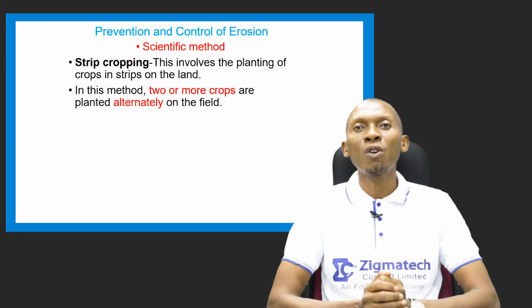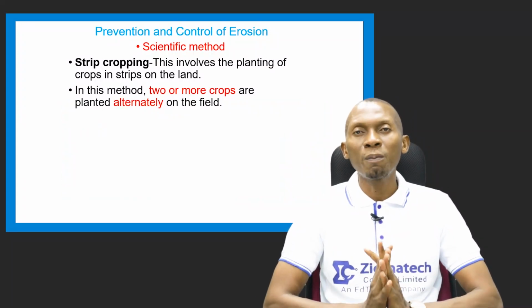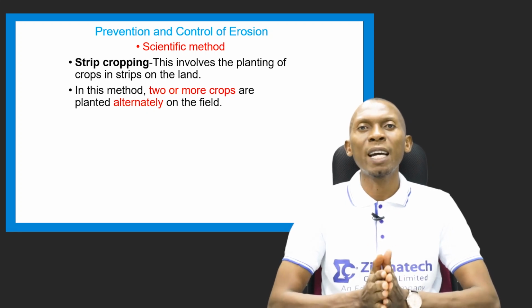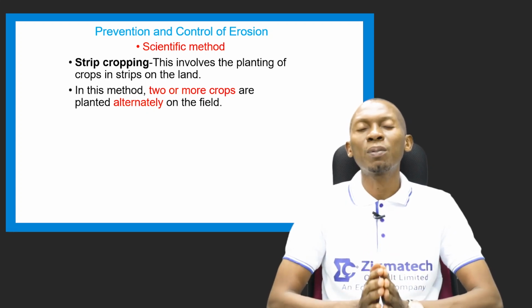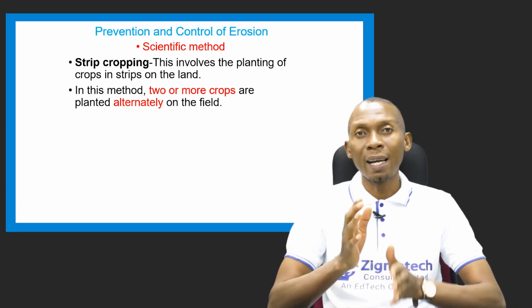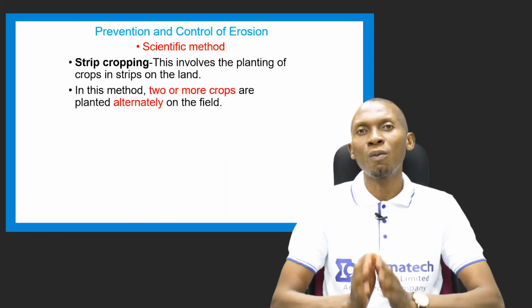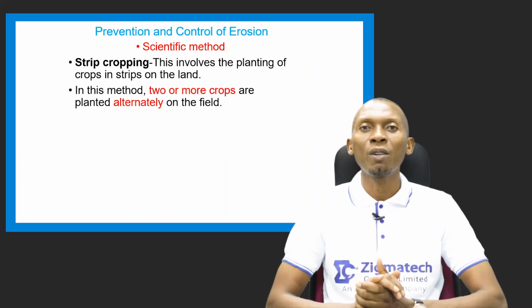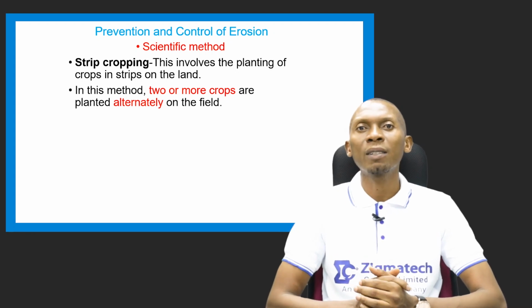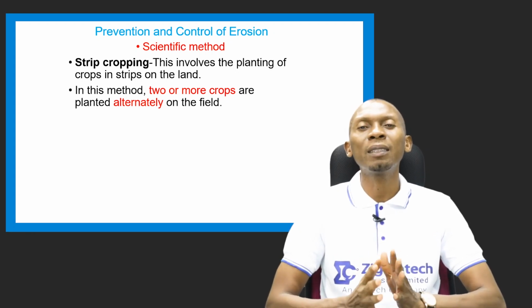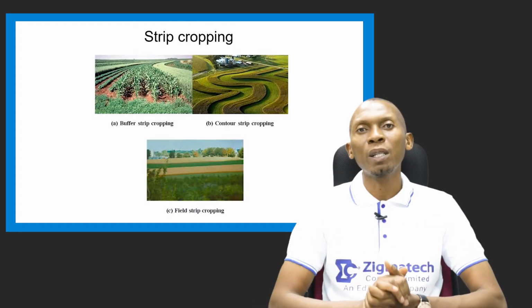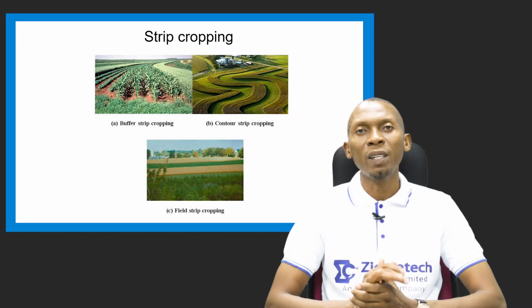We also have strip cropping. Now, what is strip cropping? This has to do with the planting of crops in strips or stripes on the land. If you have a shirt that has stripes, it gives you a picture of what strip cropping looks like. But I'll show you a picture that will help you to understand better what strip cropping looks like. So this has to do with 2 or more crops planted alternately on the field. It also is a scientific method of controlling or preventing erosion.